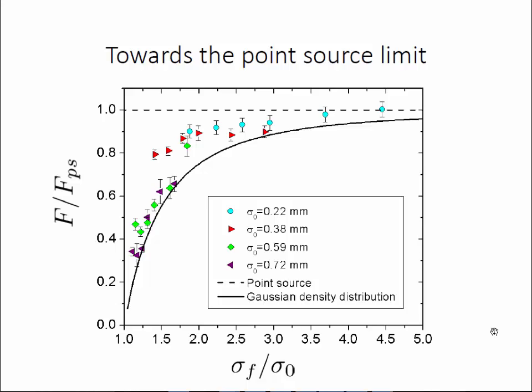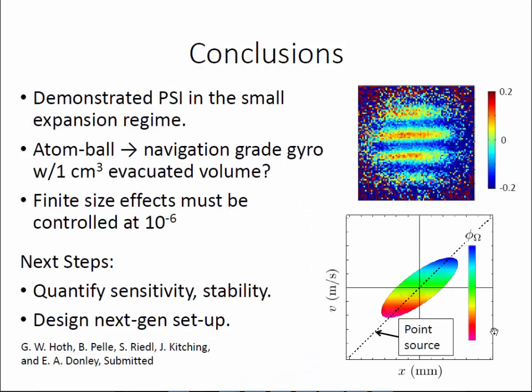And this solid black line is what I would expect if this Gaussian density distribution model were exact, or if all of my density distributions were Gaussian. So we see some significant deviations from the Gaussian cloud model, and that's not exactly surprising because our clouds show significantly non-Gaussian shapes.